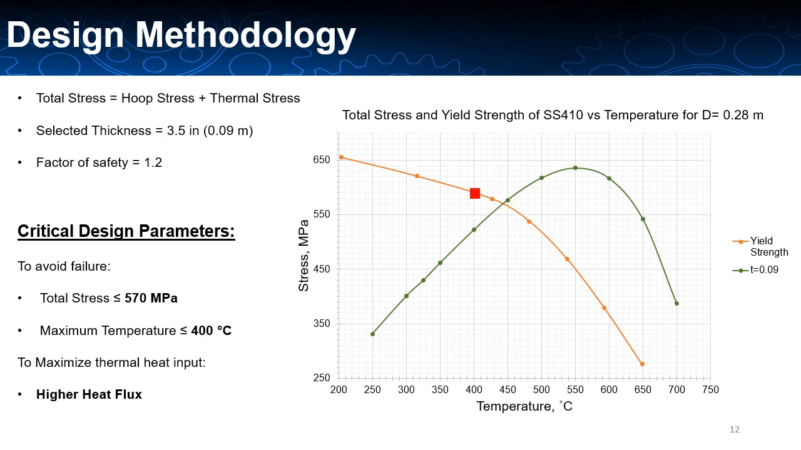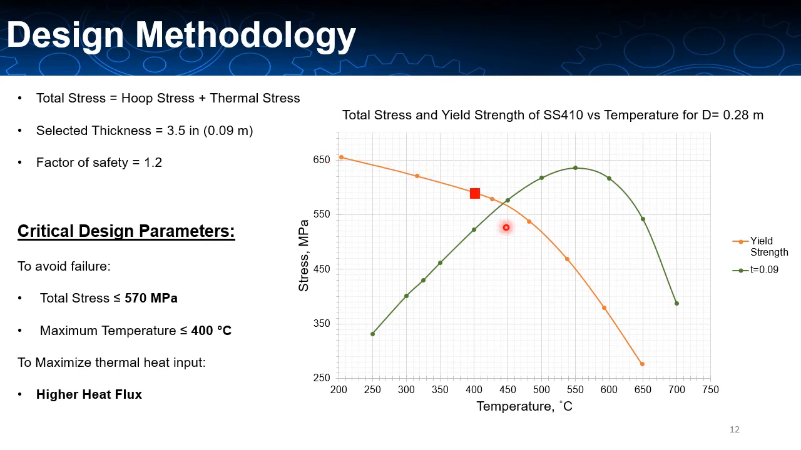The curve that you see over here, the orange line, is how the yield strength changes for stainless steel 410 with temperature, and the green line is a hand calculation based on the hoop stress and the thermal stress equation, to see how the stresses change with the temperature. So you can see that with the temperature, the total stress goes up where the yield strength goes down.